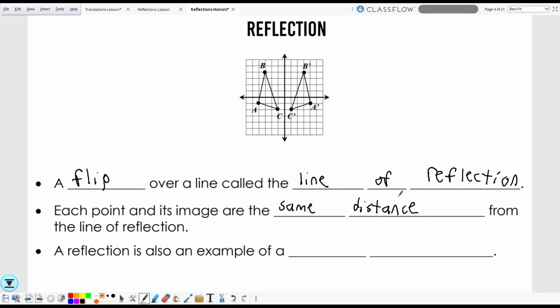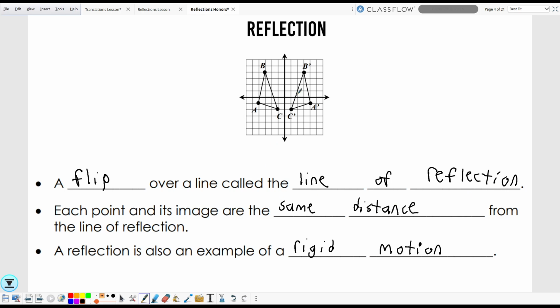And a reflection is also an example of what we call a rigid motion, because it does not affect the size of the figure that we are reflecting. So like I said, the most common way to think about it is just you're flipping a figure over a line.